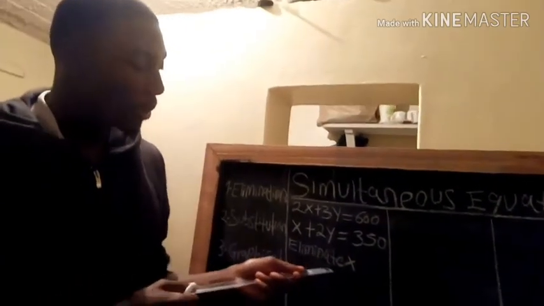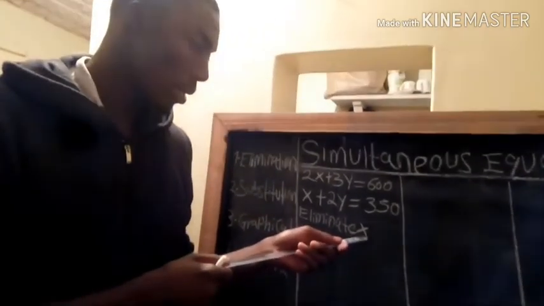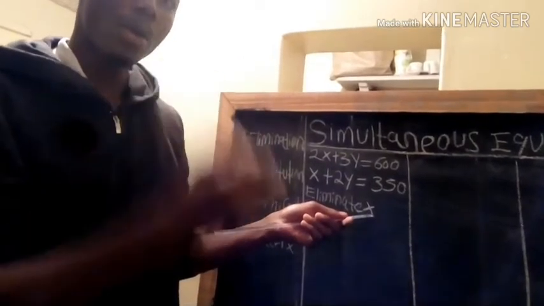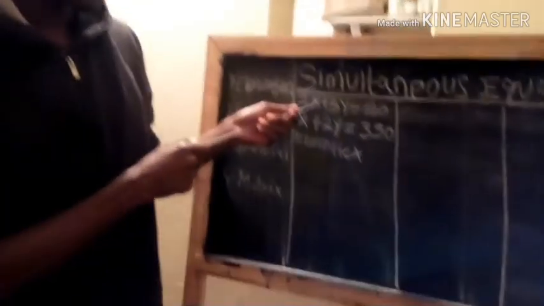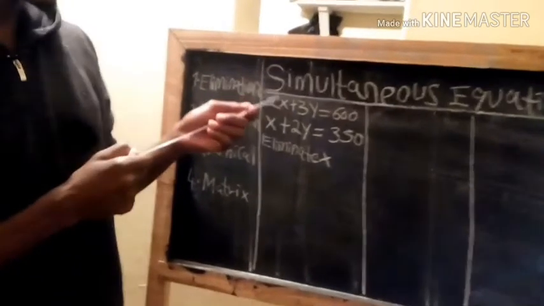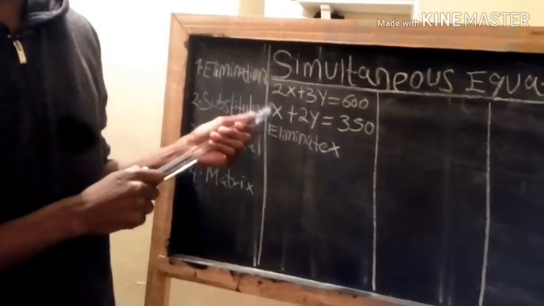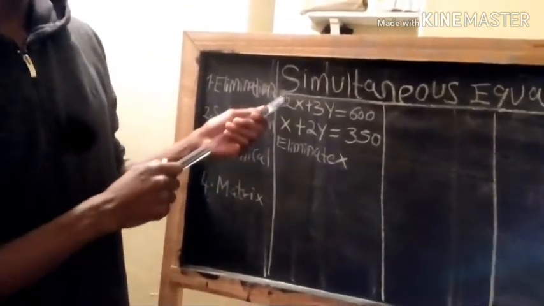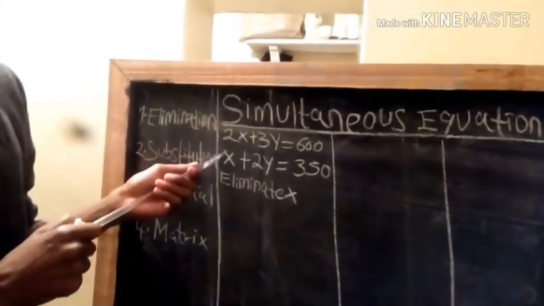After you've decided to eliminate x, you look for the coefficients of this x. The coefficient is always a number before unknown. In our case, a number before the unknown here is 2. So the coefficient of x is 2. The coefficient of the second x is 1. There is silent 1 here. We don't write 1x. If we write x, it means it is 1x. So the coefficient of x, the first x is 2. The coefficient of the second x is 1.